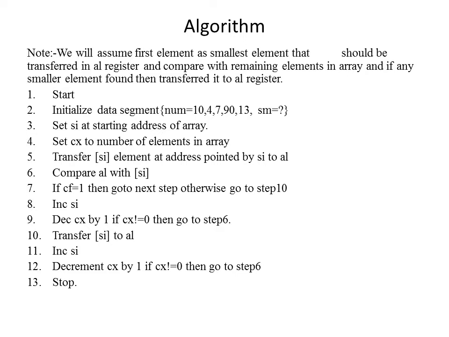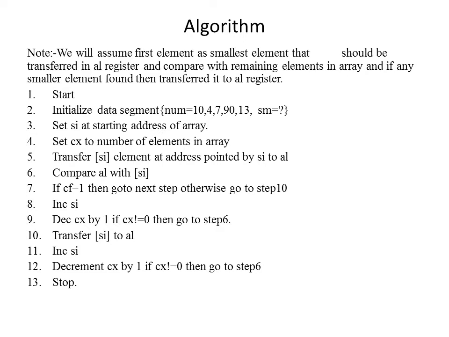Okay. If the carry flag is 0, the element stored in AL is not smaller than the element that we are comparing. So we have to transfer that element to the AL register. If the carry flag is 0, then transfer that element which is stored at SI to AL, step number 10. Then increment SI and then decrement CX by 1. If CX is not 0, then go to step number 6.